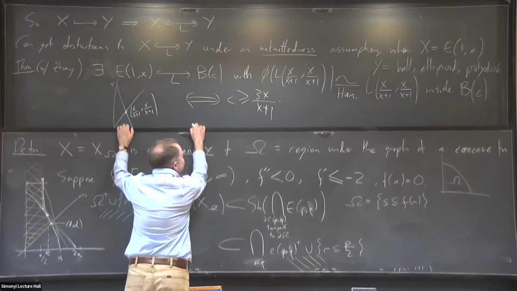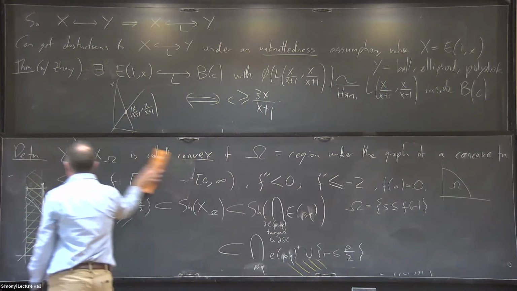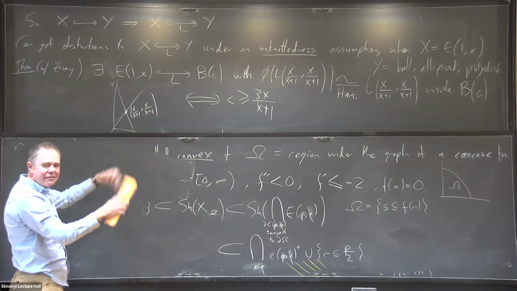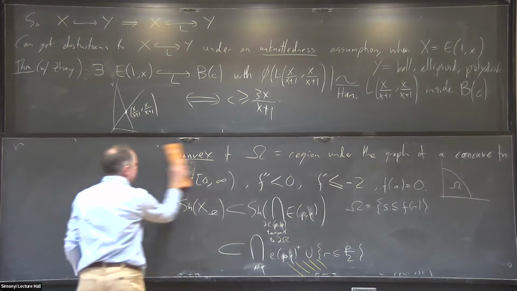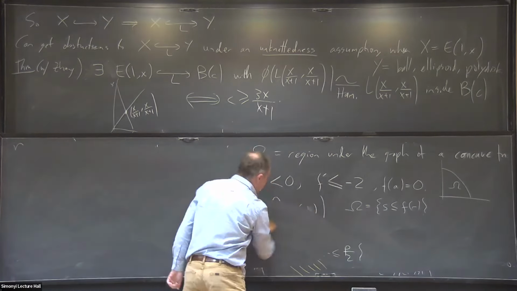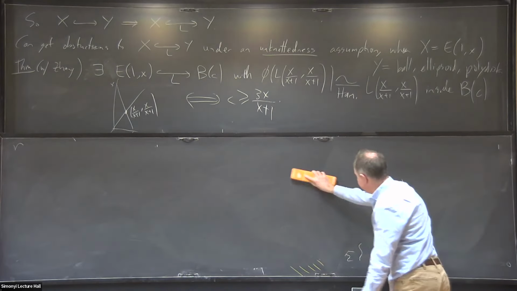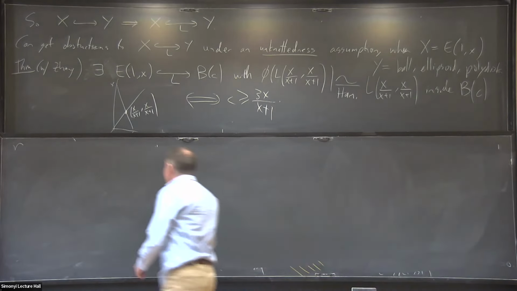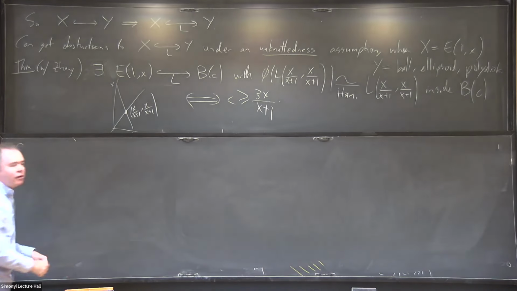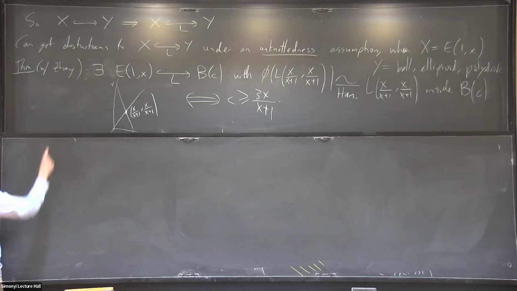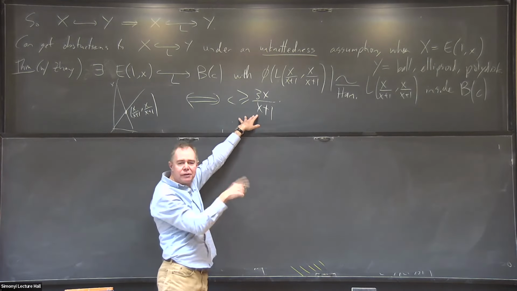So that unknottedness assumption is kind of stopping me from obstructing symplectic embeddings. But it turns out the unknottedness assumption is necessary. Otherwise, this is false. In other words, I don't get this bound without the unknottedness assumption.